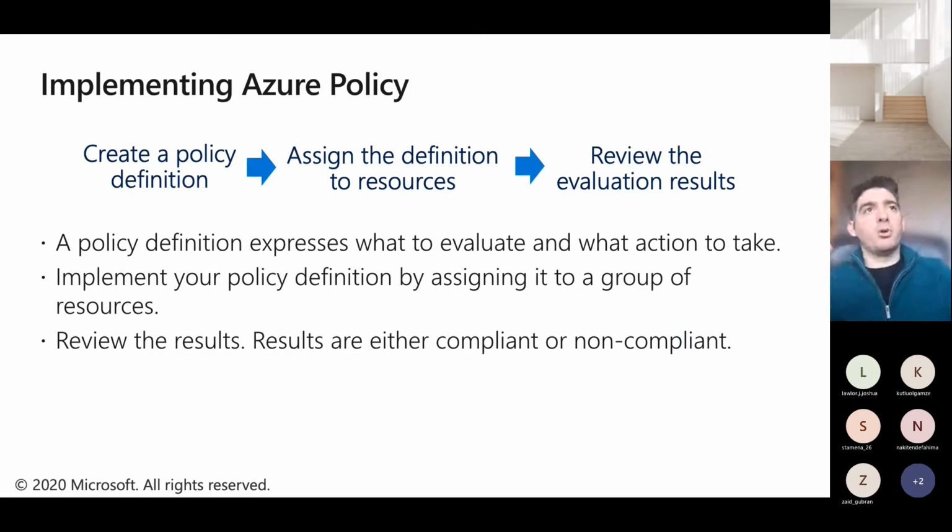So in order to implement Azure Policy, you'd create a policy definition, say customers should be able to access their own information, but should not be able to access anyone else's information. So you assign that definition, and then you review the evaluation results. So is that the case, or are customers able to get other customers' information? So the policy definition expresses what you want to evaluate. You can implement it by assigning it to a group of resources, and then you can review the results. So it's almost like a self-check on the cloud system.